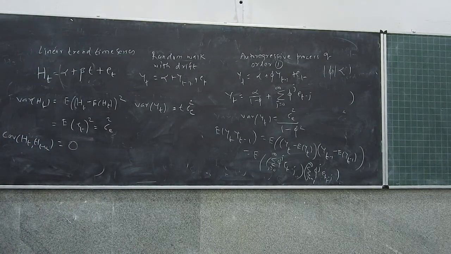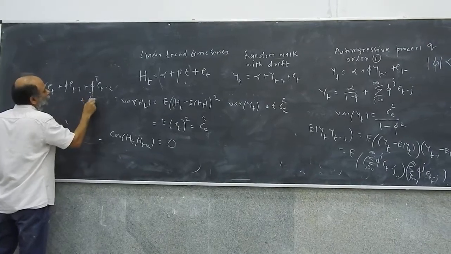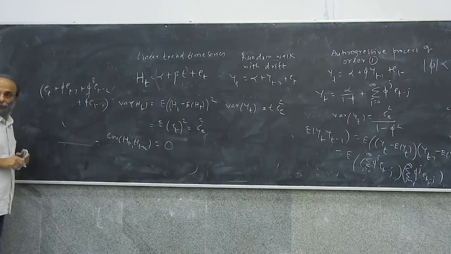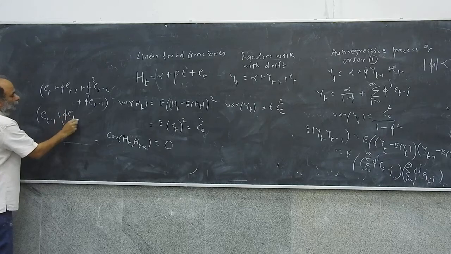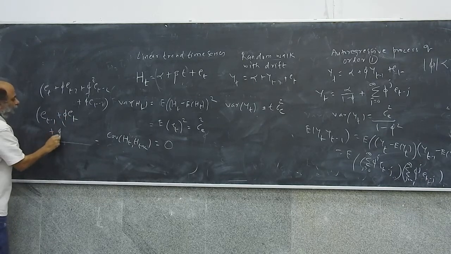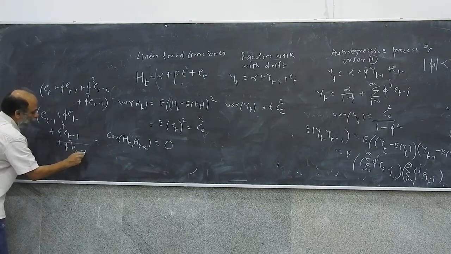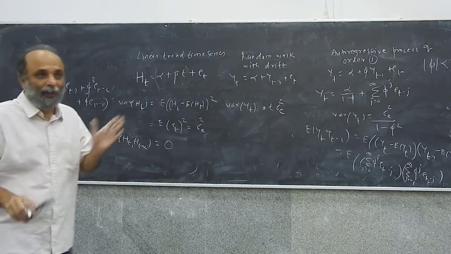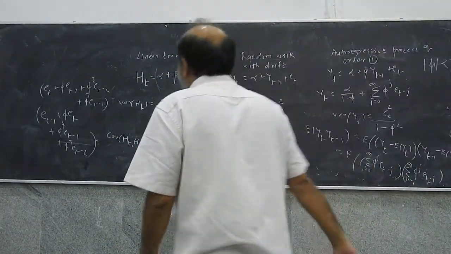Okay. I have e_t plus phi e_{t-1} plus phi square e_{t-2}. I have to multiply that with e_{t-1} plus phi e_t plus phi square e_{t-1} plus phi cube e_{t-2}, right? Everything is pushed by one period. Sure? So if you do this multiplication, what will you get?